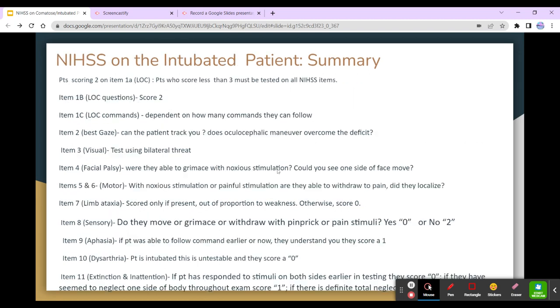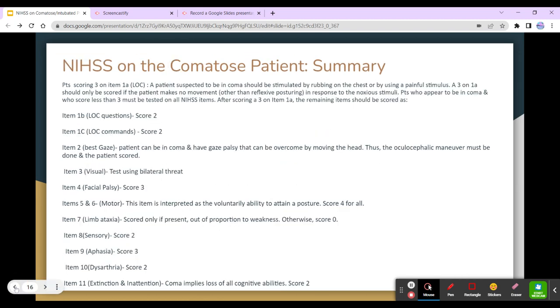So, in summary, on a comatose patient, if a patient scores a 3 in item 1A, they will automatically get a 2 in 1B and 1C. For item 2, you look to see if they can overcome with oculocephalic maneuver. Number 3, you test using bilateral threat. Act like you're going to open their eyes, blink at the patient, or give a threat to the patient's vision.